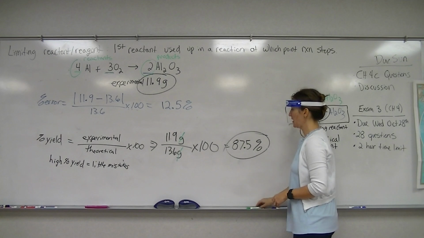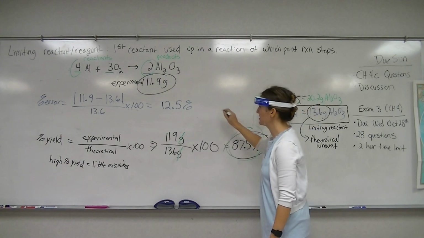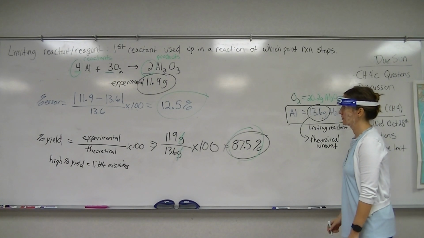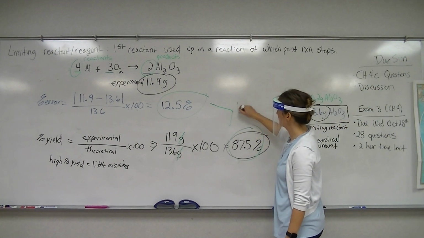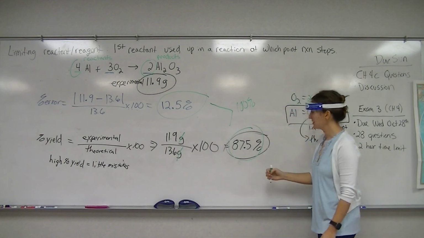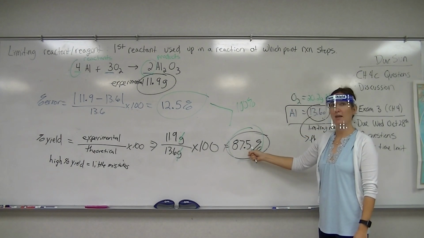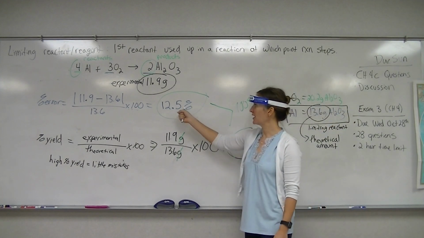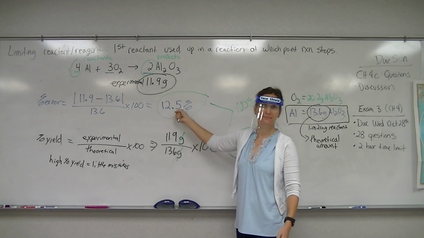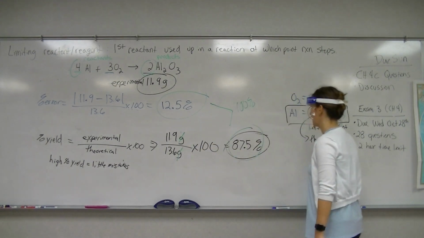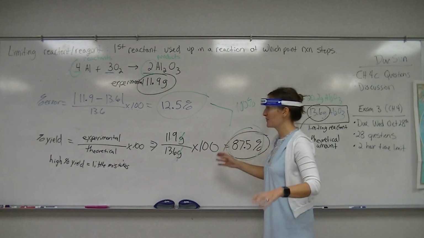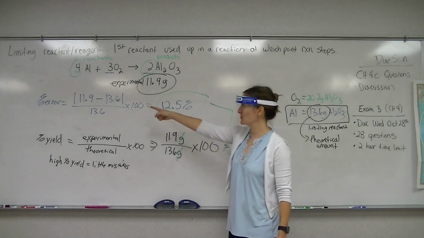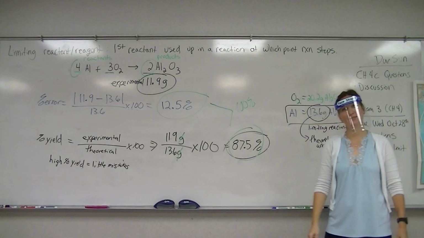But also notice something else. What happens if I add these two? When I add them together, it equals 100%. Because this is, how much did I make? I made 87% of what I possibly could have, meaning that I had 12% worth of mistakes. If you have extra time on the exam and you want to check your work for your percent yield, you can also do percent error and make sure that they equal 100 together.